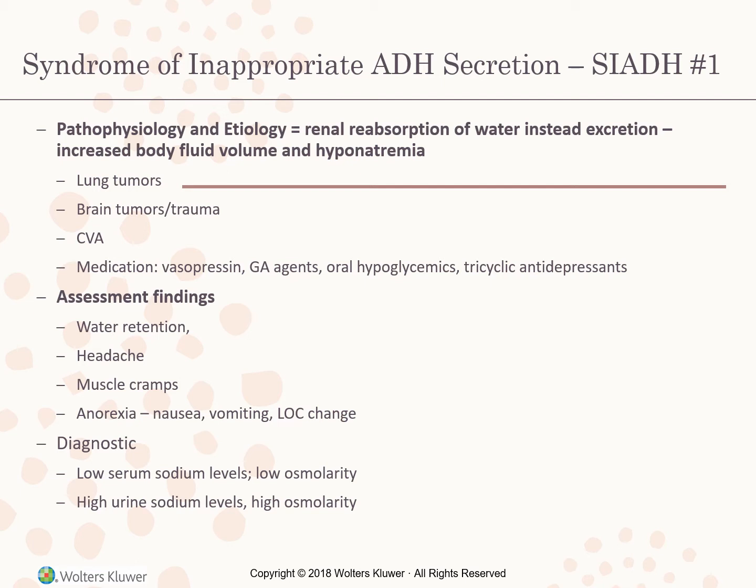The continued release of antidiuretic hormone increases fluid volume and causes hyponatremia. In assessing this, water retention, headache, muscle cramps, and anorexia develop. As it worsens, the patient will experience nausea, vomiting, muscle twitching, and changes in their level of consciousness. To diagnose this, we base it on the symptoms and a history of a disorder associated with SIADH. We find that serum sodium levels and serum osmolarity are decreased, and urine sodium levels and osmolarity are high.